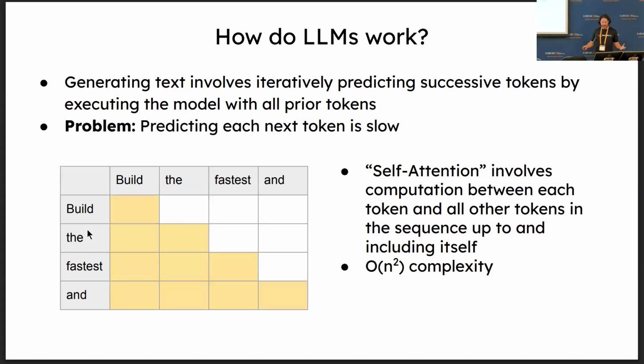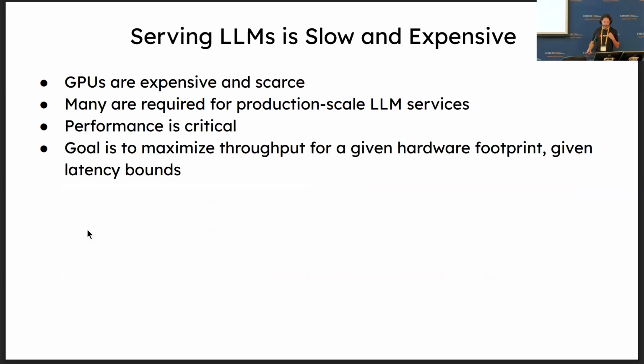Part of the reason for this is that the key part of how it computes the next token is using this attention mechanism, which you've probably heard of. That involves doing computation between each token and then all of the other tokens that precede it. So as the tokens increase, this is order n squared complexity, and this is for each new token it's adding. So that's the first problem.